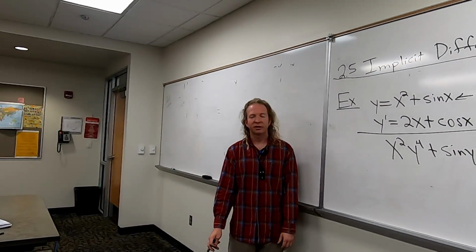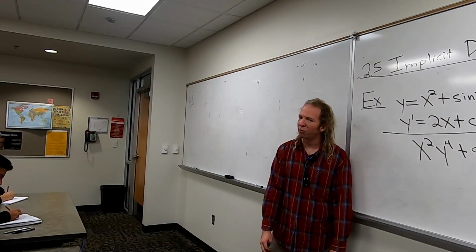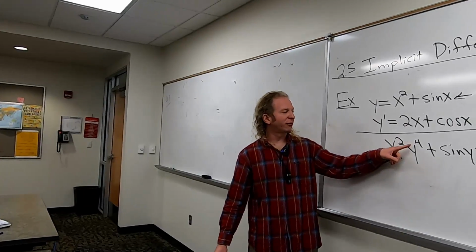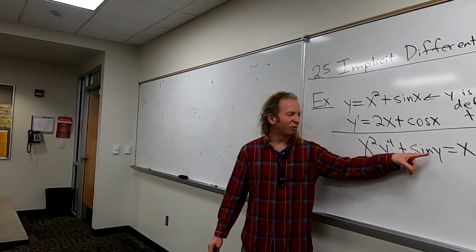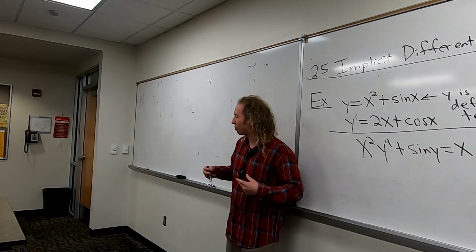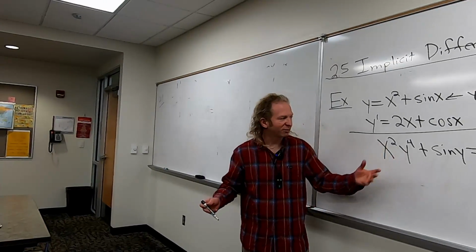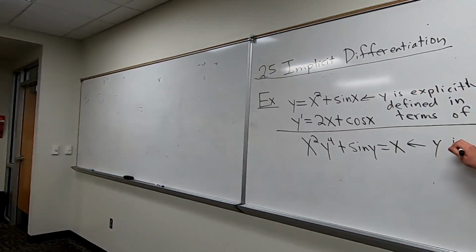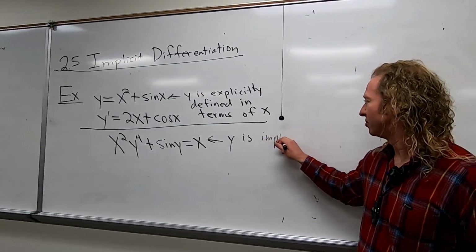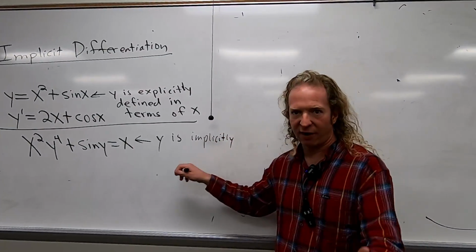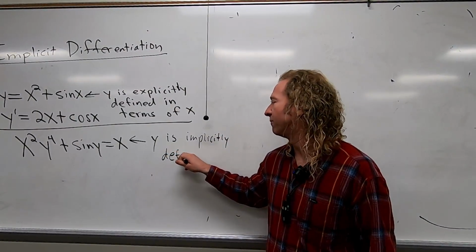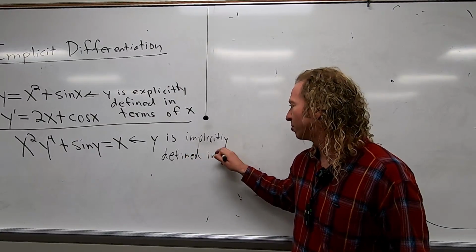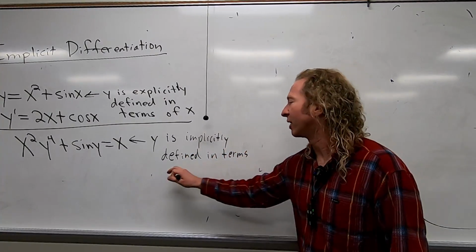So in this case, it's probably impossible to solve for y because we have y to the fourth power and the y is inside the sine function. So it's probably like not possible. It's probably impossible. So here y is implicitly defined in terms of x.